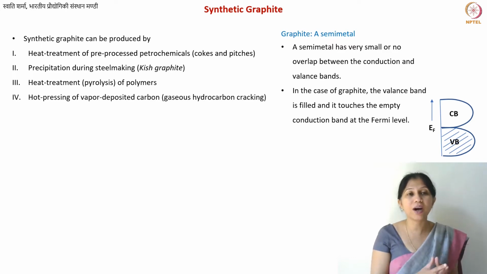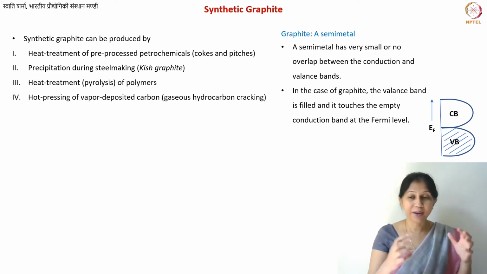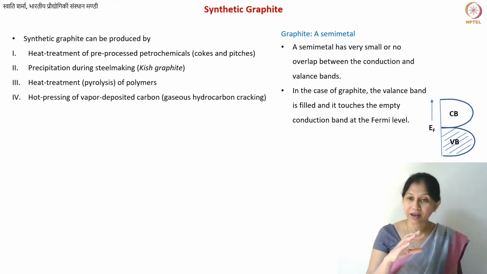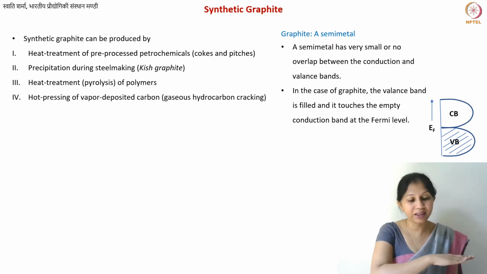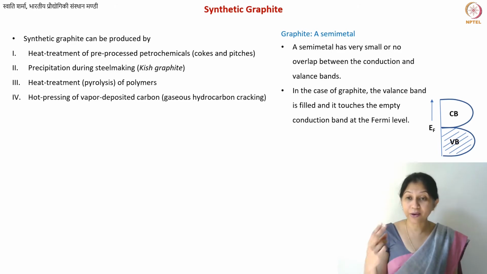And the fourth one is making carbon from hydrocarbon precursors, gaseous precursors. You can actually deposit carbon also by cracking the hydrocarbons that are in their gaseous form, like methane or acetylene, and then you get these layers of carbon, and how you get graphite from that is what we are going to learn.